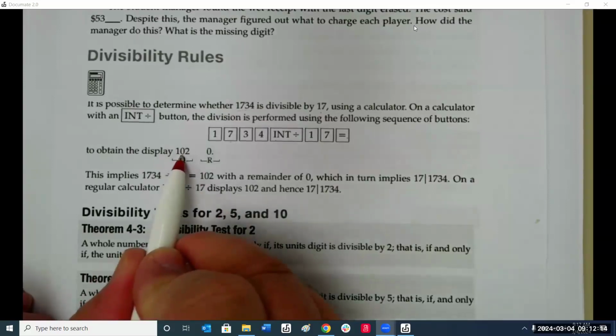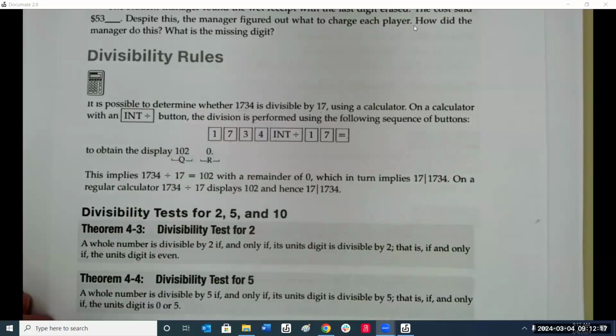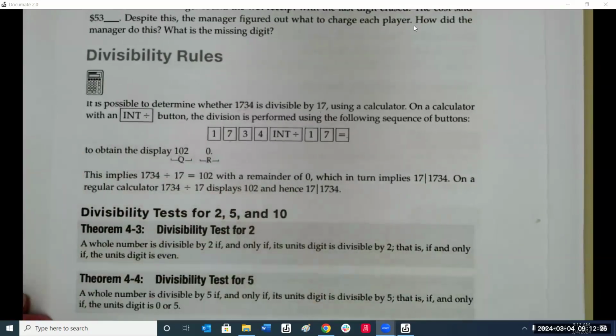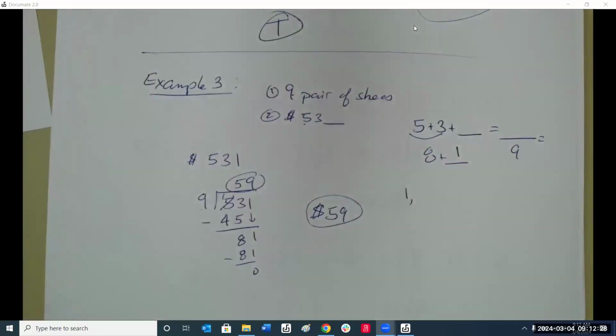And that's how many times 17 goes into that number. But that's a calculator. Again, I don't use those. This is just, look at this came in there. So you can practice that on your calculator if you can find the INT divide button. But I'm interested in these.